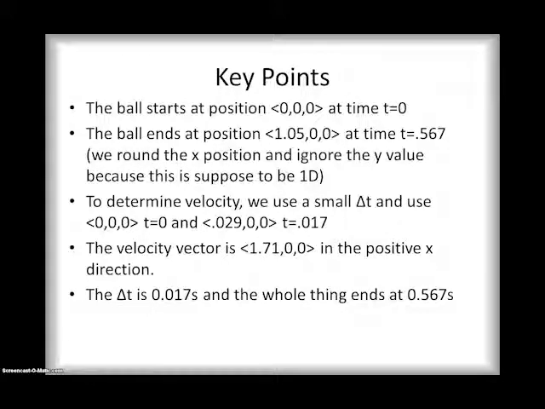Now we get to the key points. It's just really a review of the video. Pretty much the same thing, just remember the start point was 0 at time and position, and the end point was time 0.567 and position 1.05. And from the small delta t right here, we were able to determine that the velocity was 1.71 meters per second in the positive x direction.